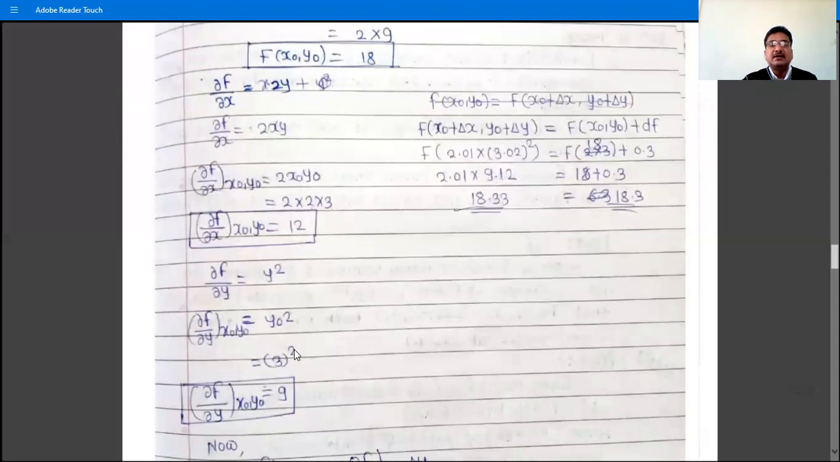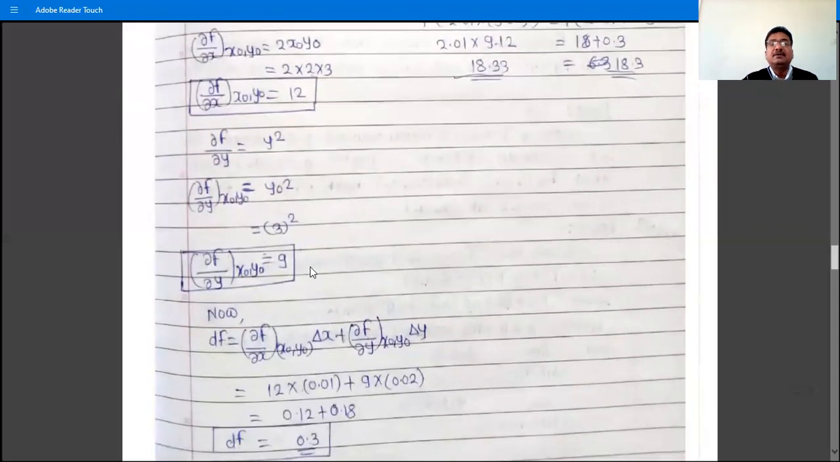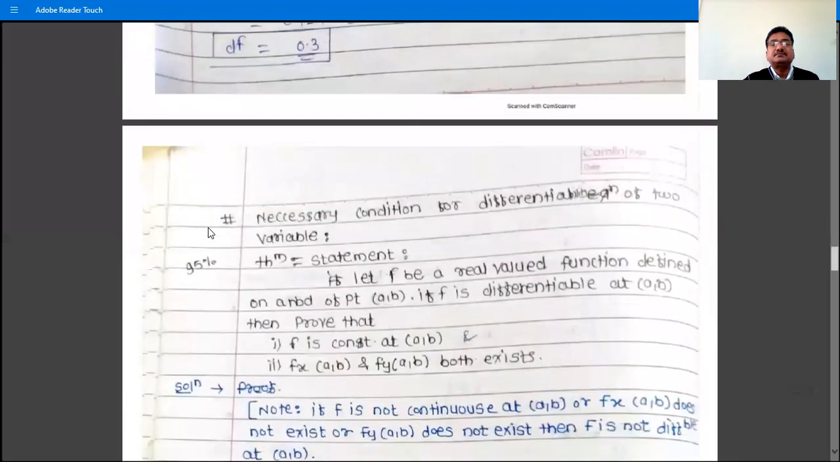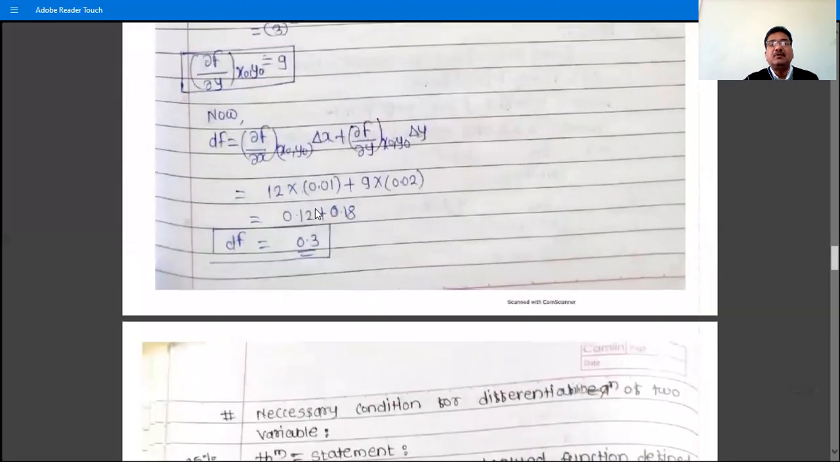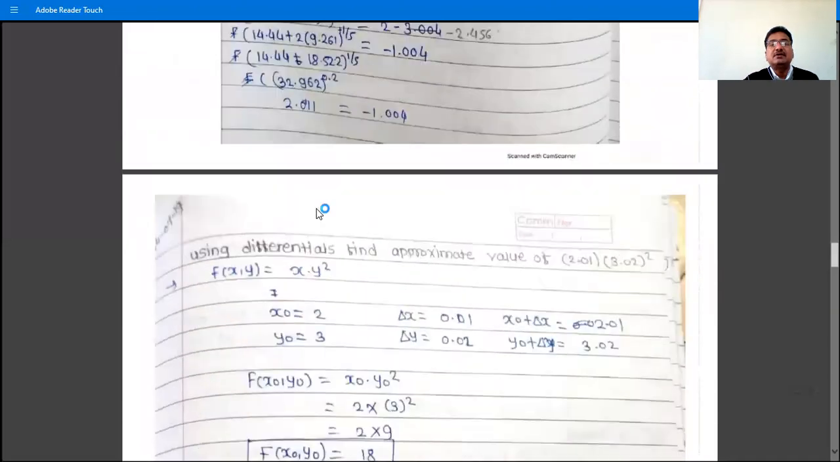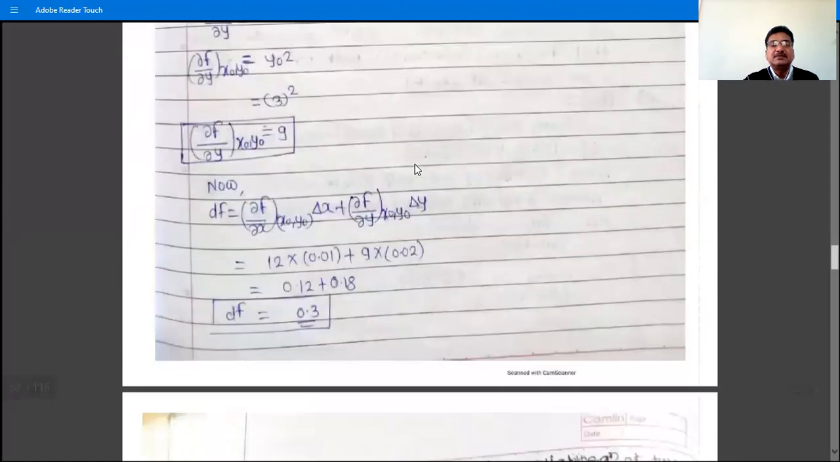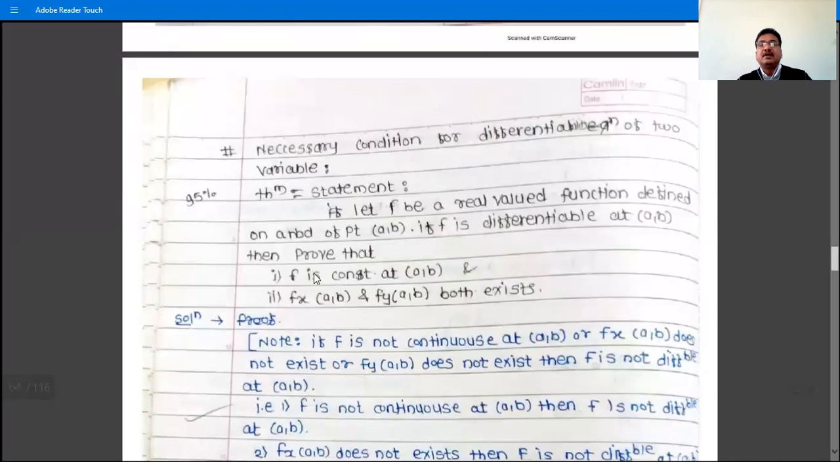And their values at x naught and y naught. The value of del f by del y at x naught y naught is 12, and the value of del f by del x at x naught y naught is what? 12, and this is the value of del f by del x. Okay, and then find df, and then write the formula that f of x naught plus delta x, y naught plus delta y is equal to f of x naught y naught plus df, and then we substitute the values, we have the final answer.